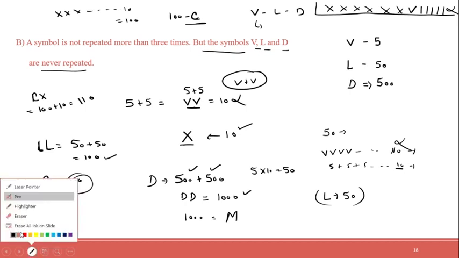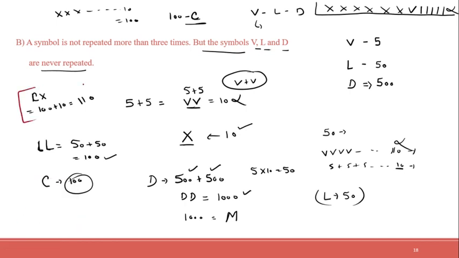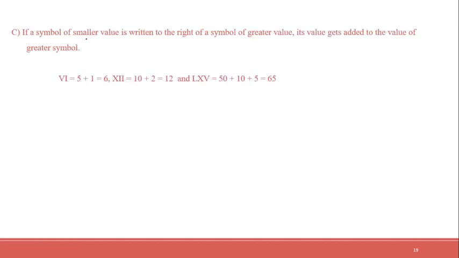Got it? I hope with this example you got things very clear, why we need symbols for bigger numbers and why we cannot repeat these numbers. Okay, I hope you got this very clearly. Now come to the next rule.